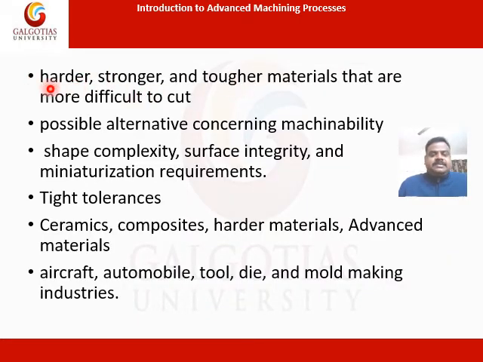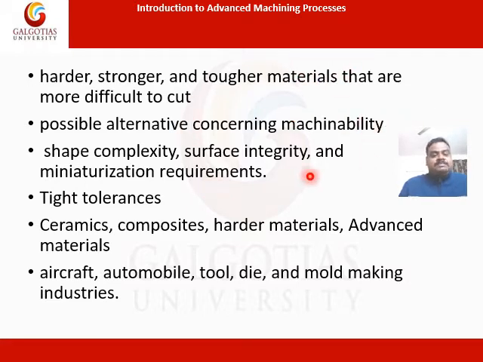As we saw in the previous slides, there are challenges with material properties, like harder, stronger, tougher materials that are more difficult to cut. Not only that, there are challenges with the design aspects, like very difficult complex shapes, surface integrity and size requirements. Even when we are able to machine, we need to achieve machining characteristics of very tight tolerances.